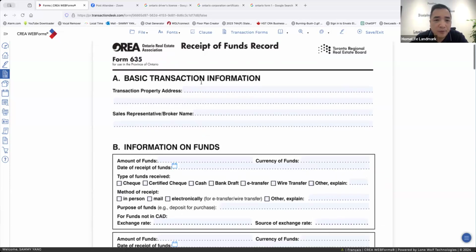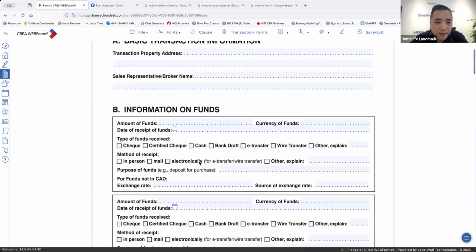Okay, let's quickly go through this form. It's very simple. Transaction property address is easy. Salesperson name is your name. And the amount of the deposit: based on the APS, the agreement of purchase and sale, we know how much the amount is right there. This is the currency, it's Canadian dollar, we write it right there.